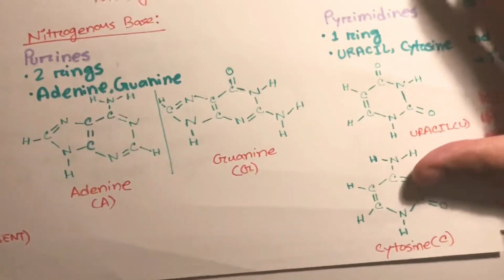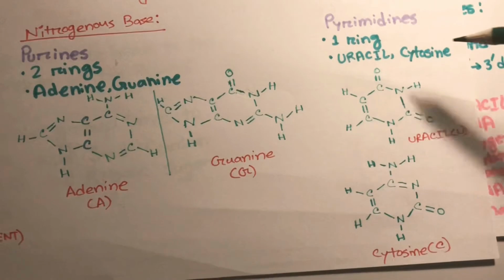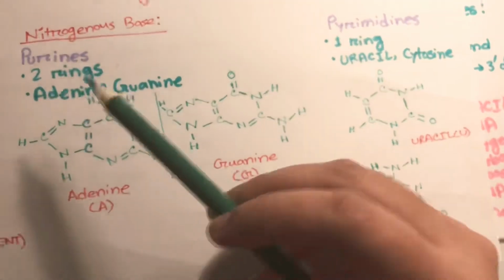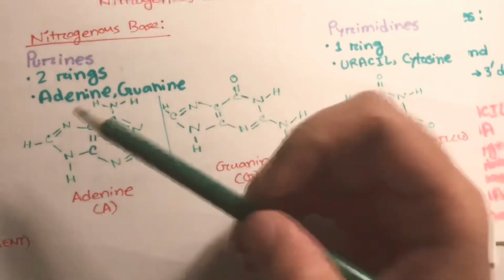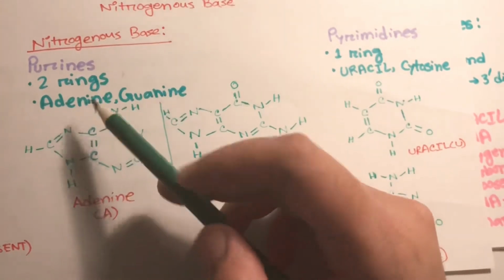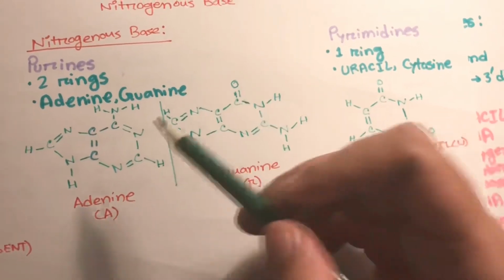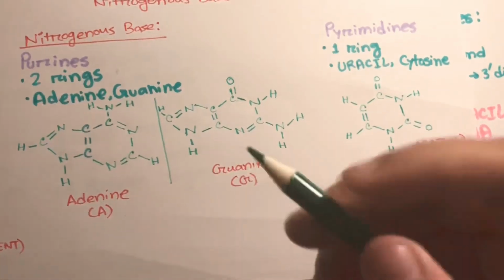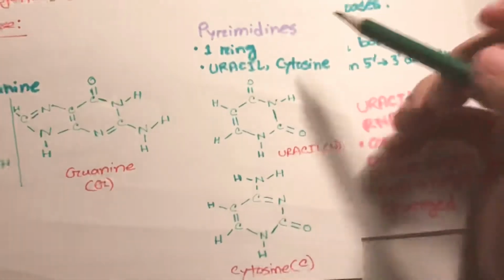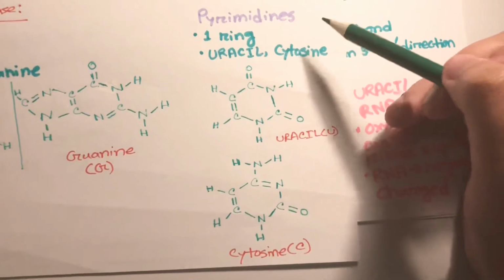Let's look at the nitrogenous bases we have in RNA. So we have purines and pyrimidines. For purines, we have adenine and guanine, which are the same as in DNA. They both have 2 rings. Let's look at the pyrimidines we have in RNA.